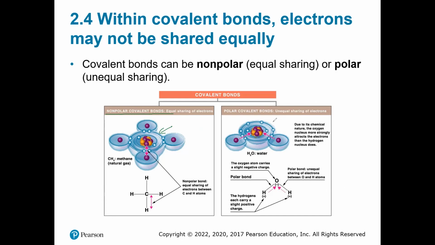Whereas in water, the oxygen is more, they call it more electronegative. So it kind of hogs, or wants all of the electrons. It becomes slightly negatively charged, which is what this is trying to show you, and the hydrogens become slightly positively charged. So that's a polar bond because electrons are not being shared equally.